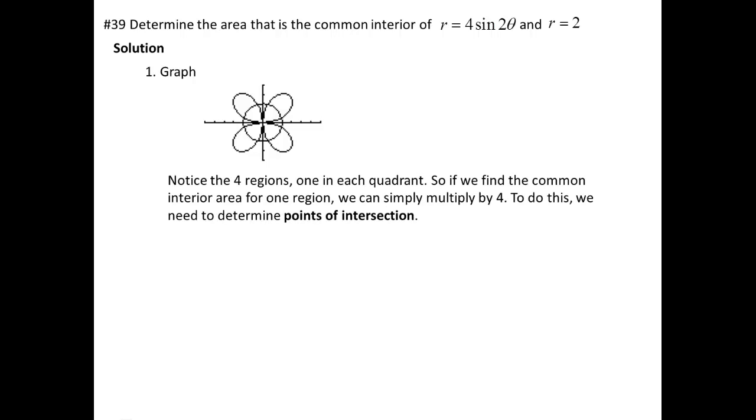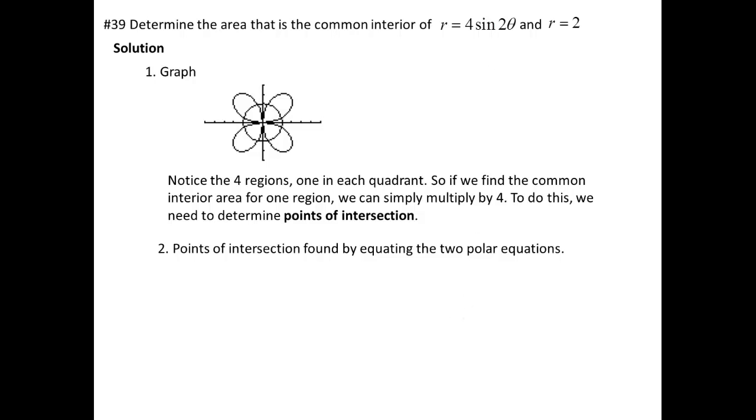But what we're going to do is, if we can find the common interior for just one of these 4 regions, then all we have to do is take that result and multiply it by 4, and that'll give us the entire common interior. So first things first, we have to find points of intersection. And points of intersection here will be found by equating the two polar equations to each other. r equals 2, r equals 4 sine 2 theta.